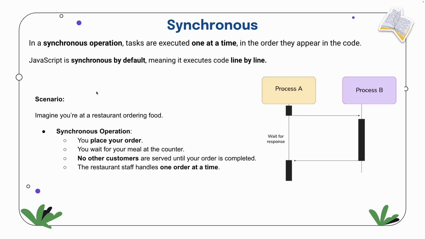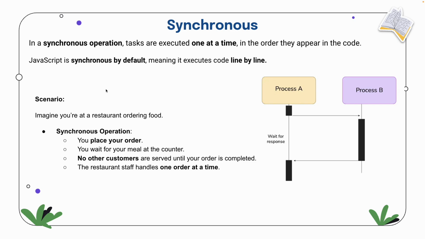Let's go for one more major topic, which is synchronous. It's a good and major topic in JavaScript. JavaScript by default is synchronous, so first we have to understand what synchronous is. There are two types of operations: synchronous operation and asynchronous operation.